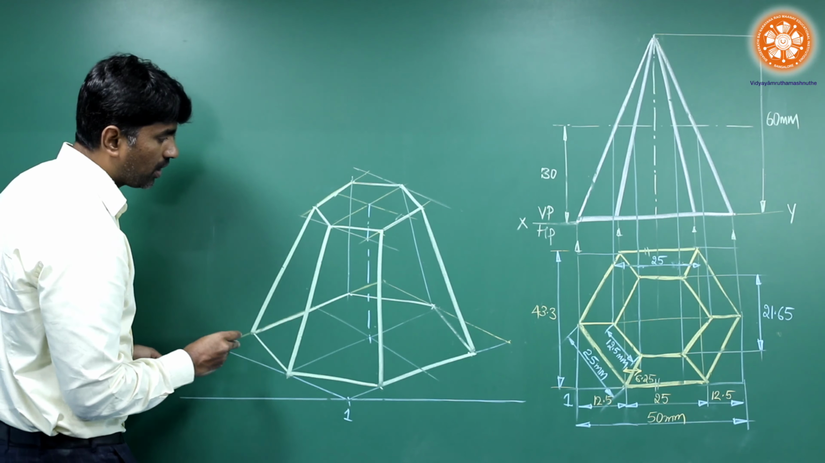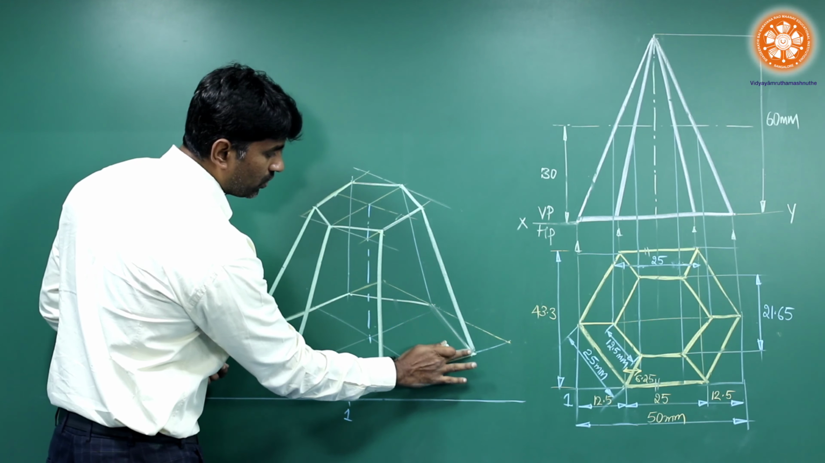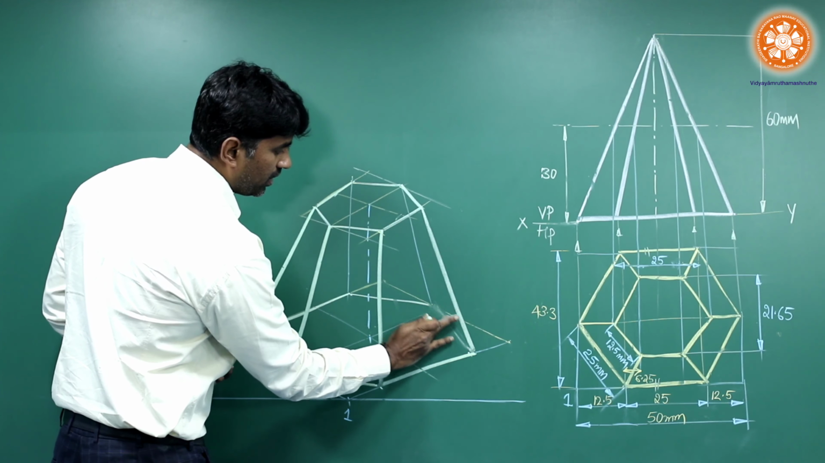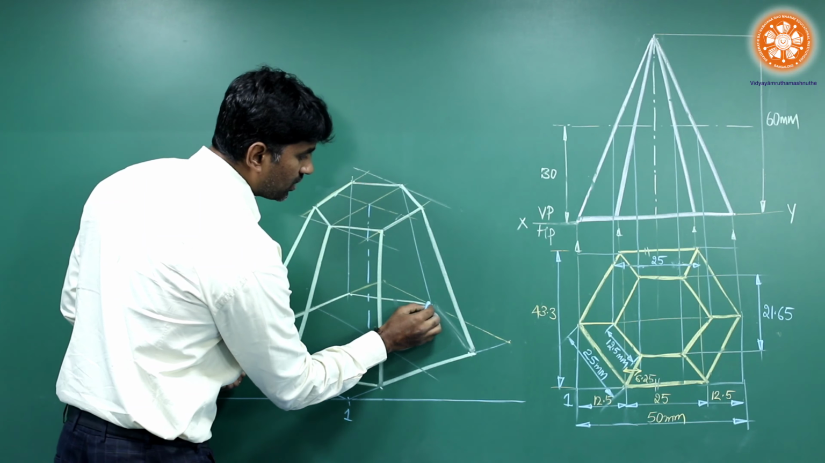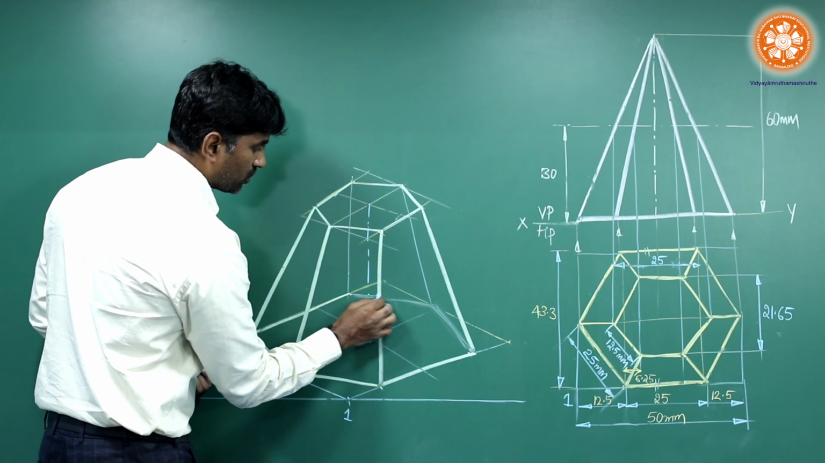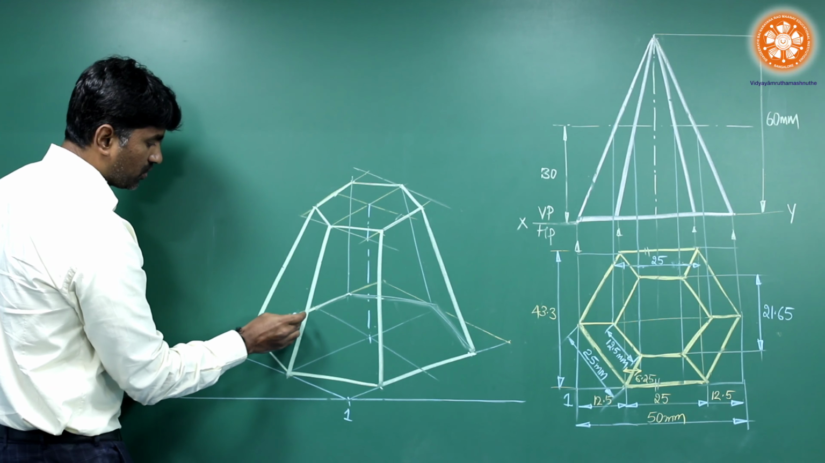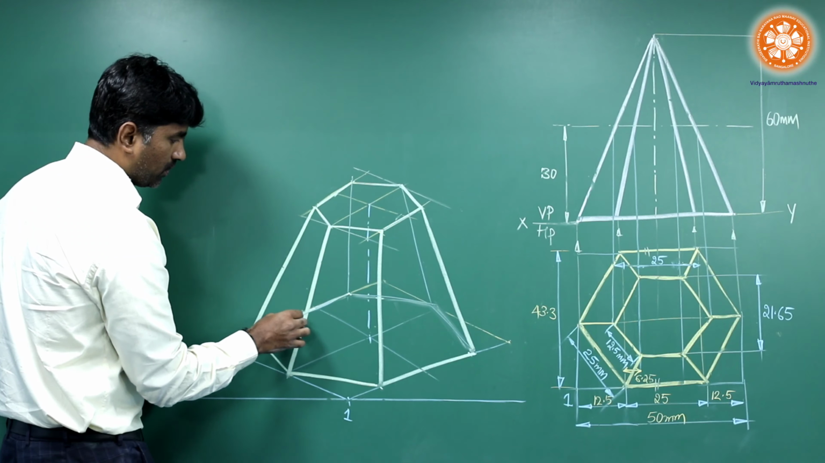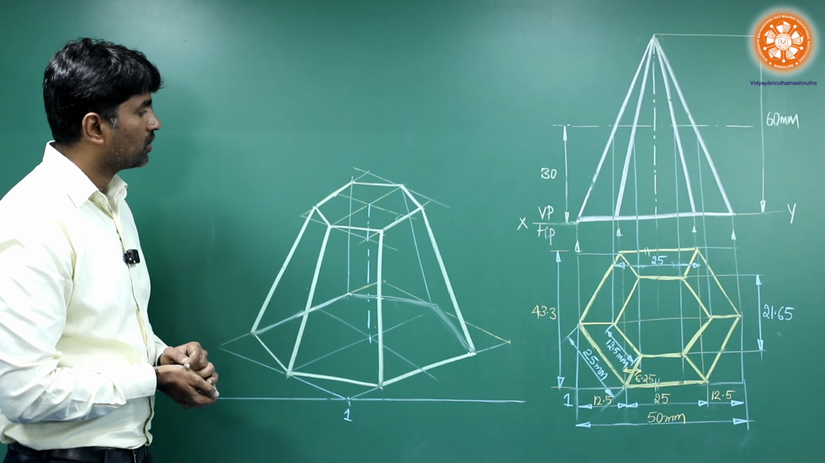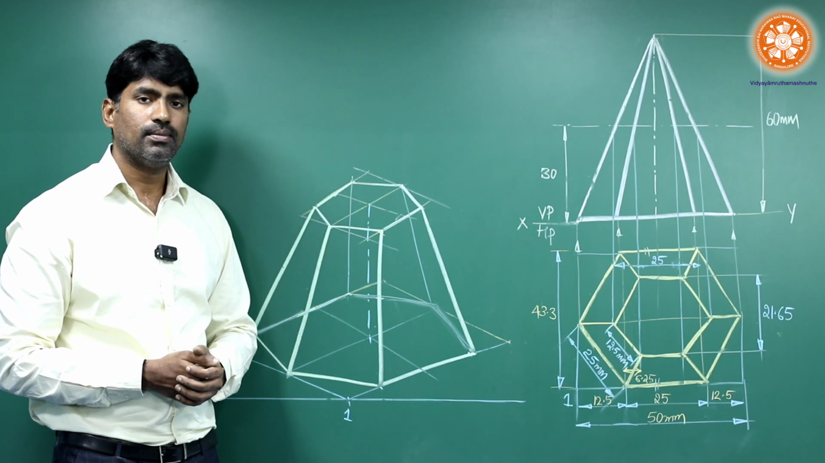So from this you can make a note. This entire surface is clearly visible, so this particular part you can erase and see that it should be a thin line. Similarly this is supposed to be thin, and again this particular one is supposed to be a thin line. So the frustum of a hexagonal pyramid has been completed.